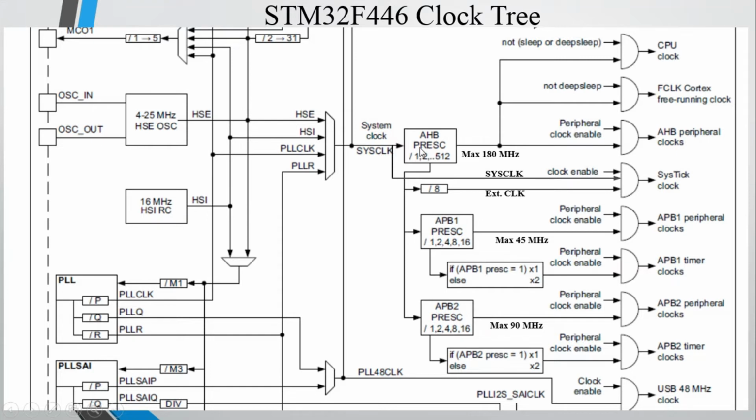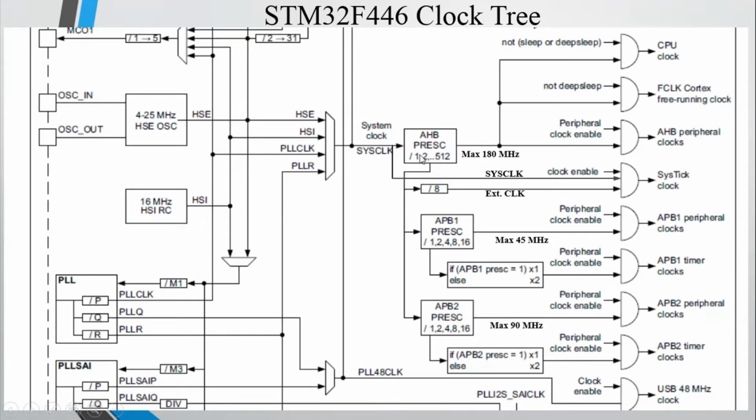Some of the debugging peripherals we have seen in some of the classes are also connected to AHB. The system clock is connected to AHB, and the other peripherals are connected to AHB. Here there is one prescaler associated with AHB, known as the AHB prescaler.